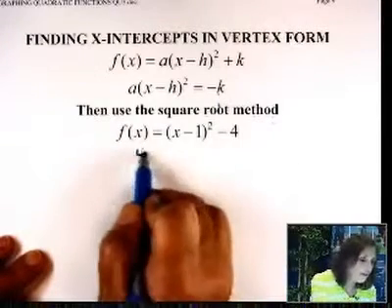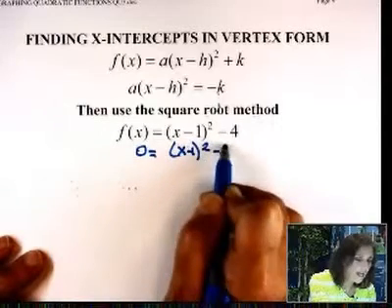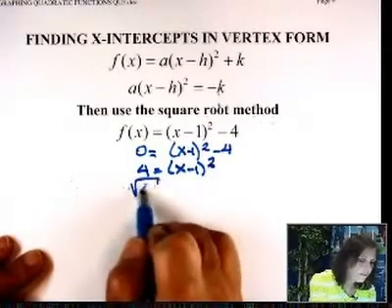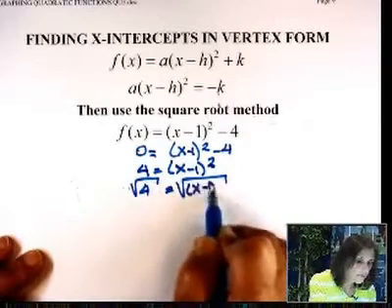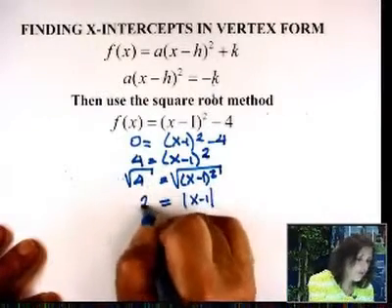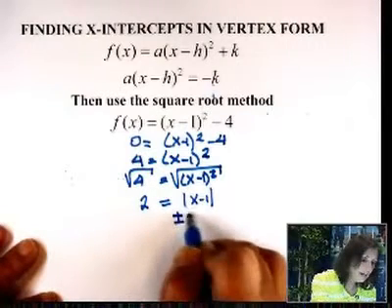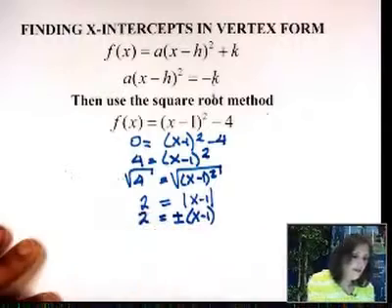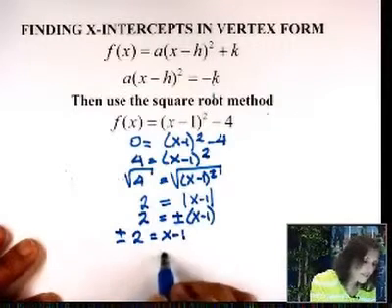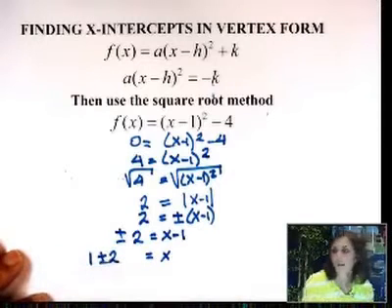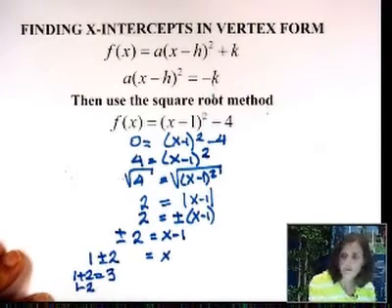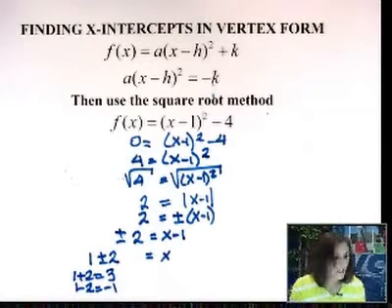X-intercept means when y is 0. So let's do that. You're going to move 4 over. Take square root. You're going to get absolute value of x minus 1 equals 2. Remove the absolute value, you're going to get plus minus x minus 1. Then you're going to move that plus minus on the other side, and then move 1 on the other side. You're going to get 1 plus minus 2. That will give you 1 plus 2, which is 3, and 1 minus 2, which is negative 1. Okay? 3 and negative 1.